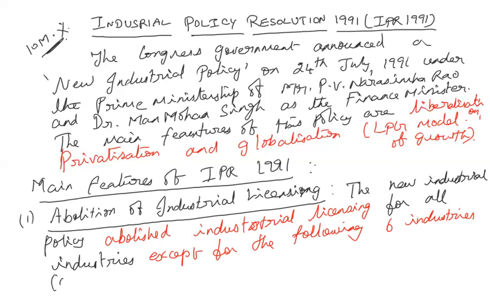So this is as of February 1999. Even from these 6 industries, as of now, 25 industries are supposed to get the license. But anyway, as per your textbook, only 6 industries are required to get the license from the government.